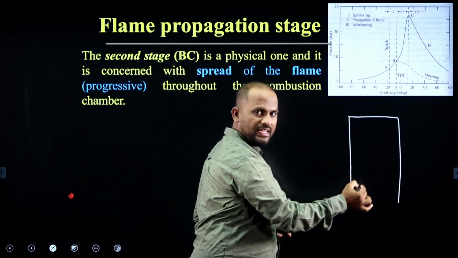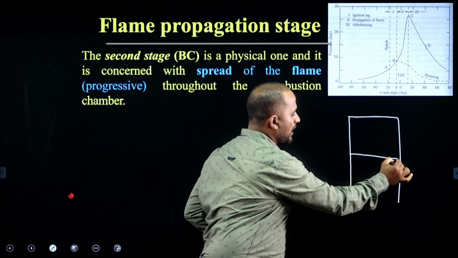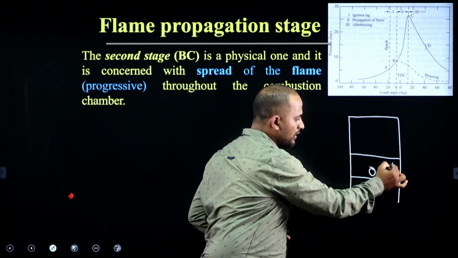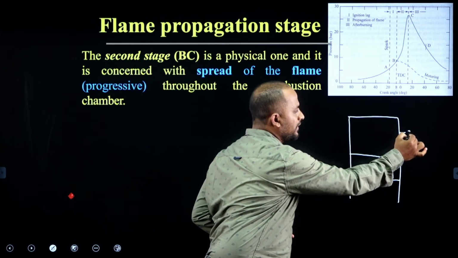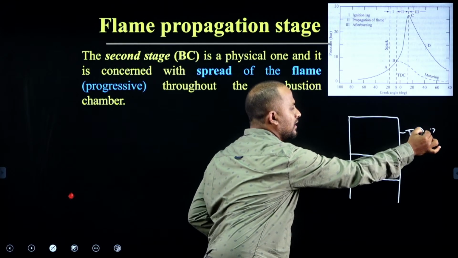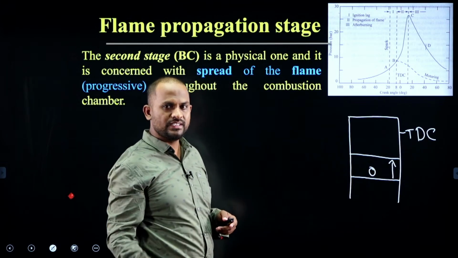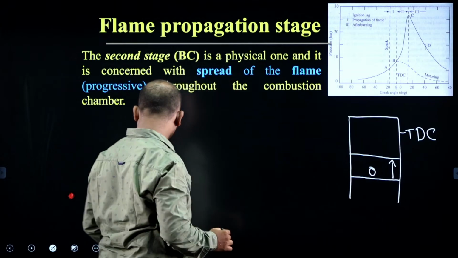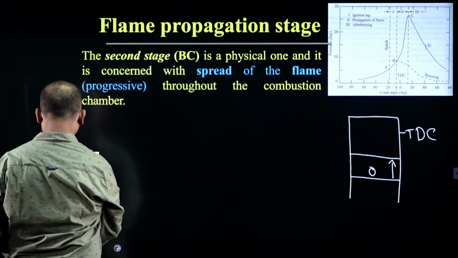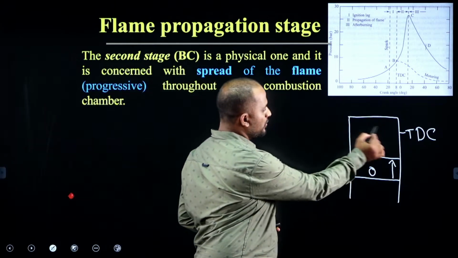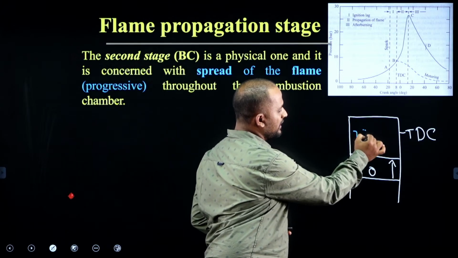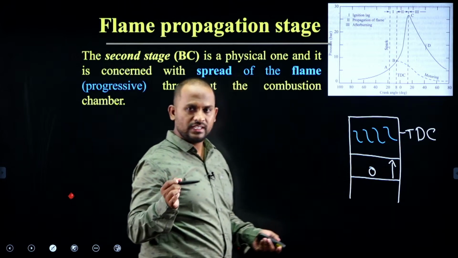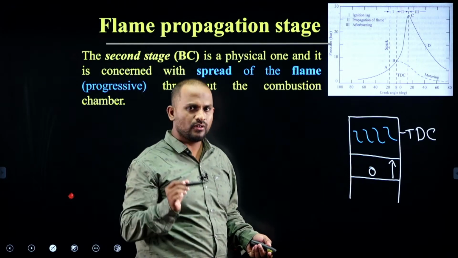Suppose this is a cylinder. This cylinder will have a piston. The piston is traveling towards the TDC during the compression stroke. Now the charge which is present inside the cylinder is getting compressed. Now what is the charge in the SI engines? It is a mixture of air and fuel.